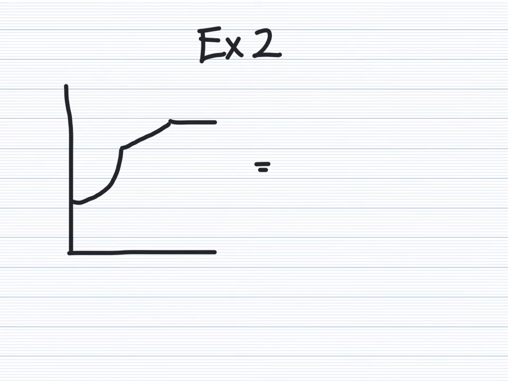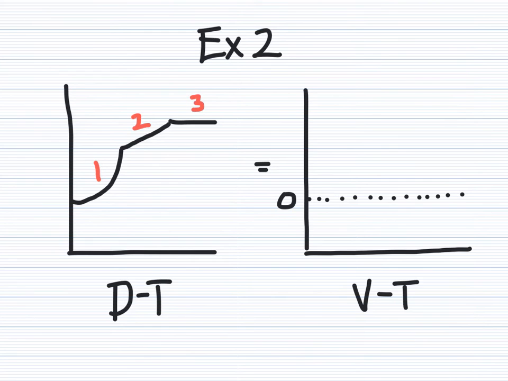Here's our distance time graph, and you'll see that it has 3 segments again. The first segment is an acceleration to the right, then we have a constant velocity to the right, and finally we have a stop. What would that look like in our velocity time graph? Let's break it down into the 3 parts.